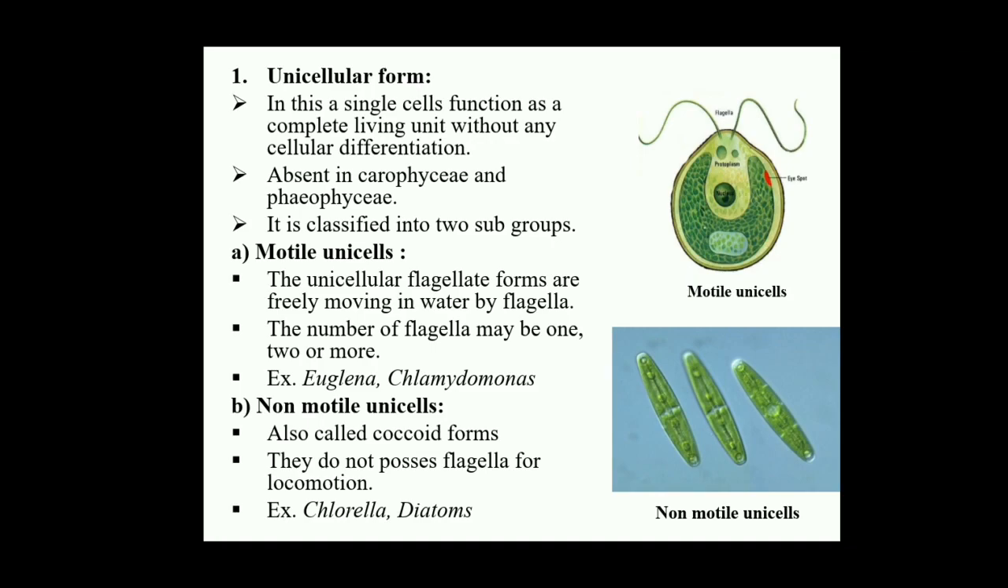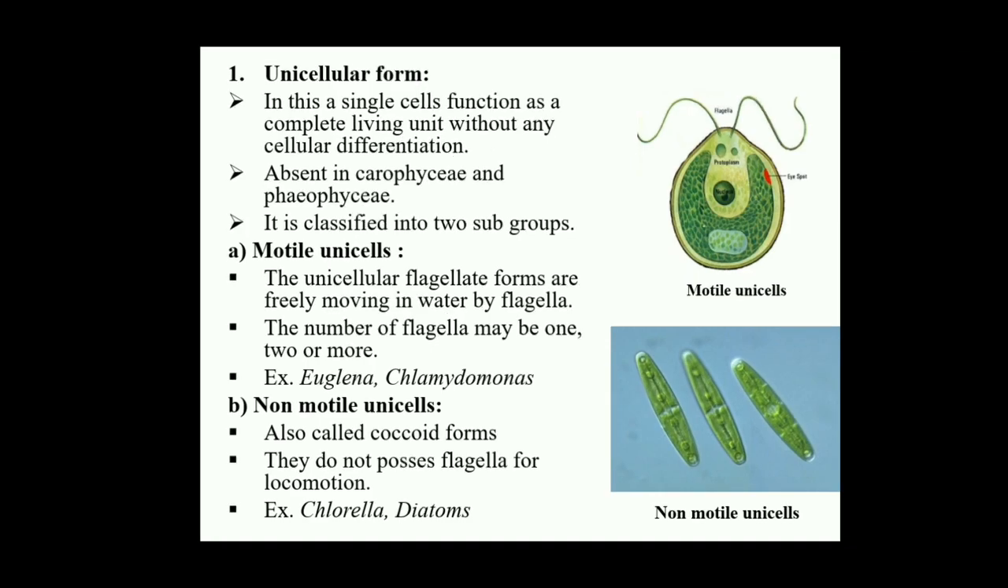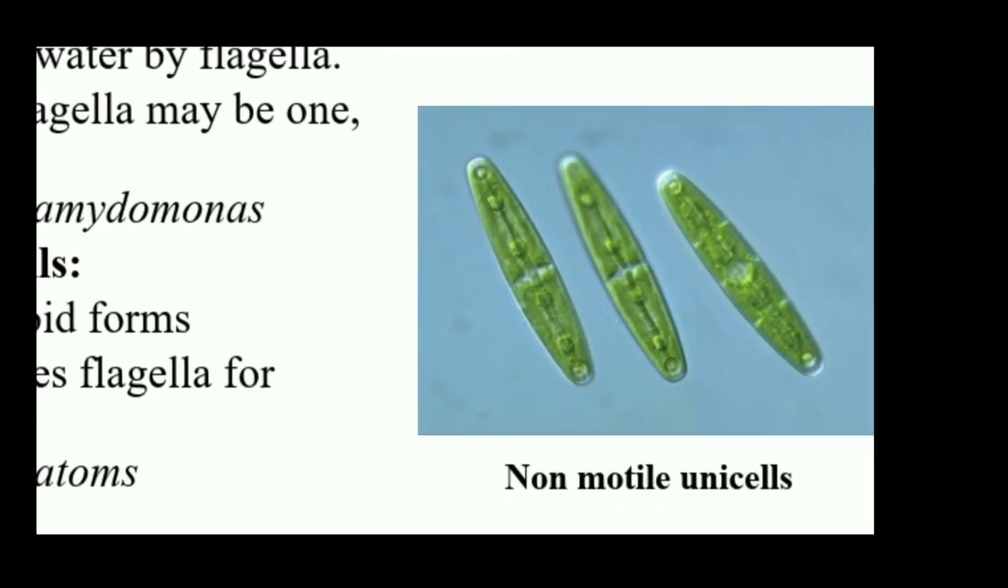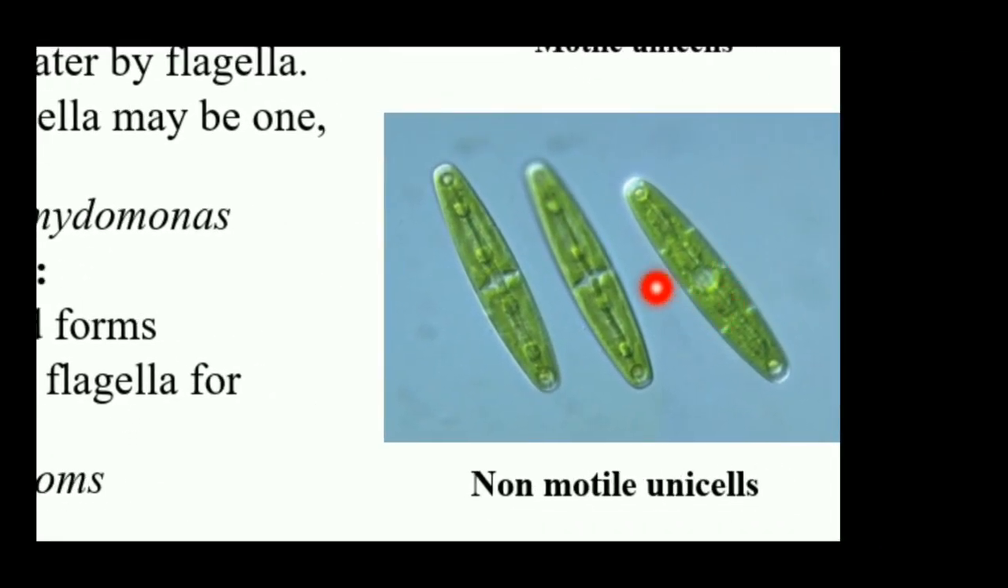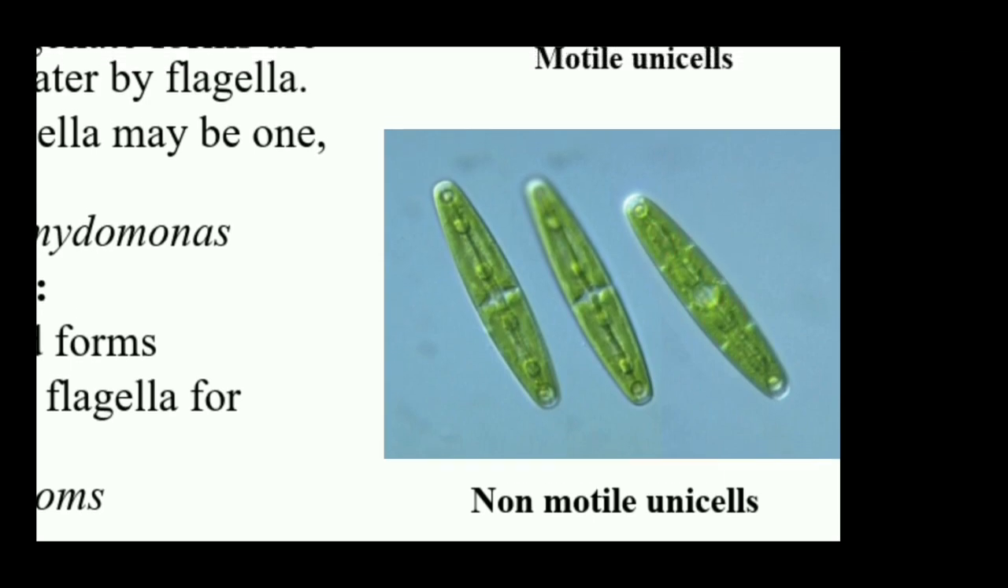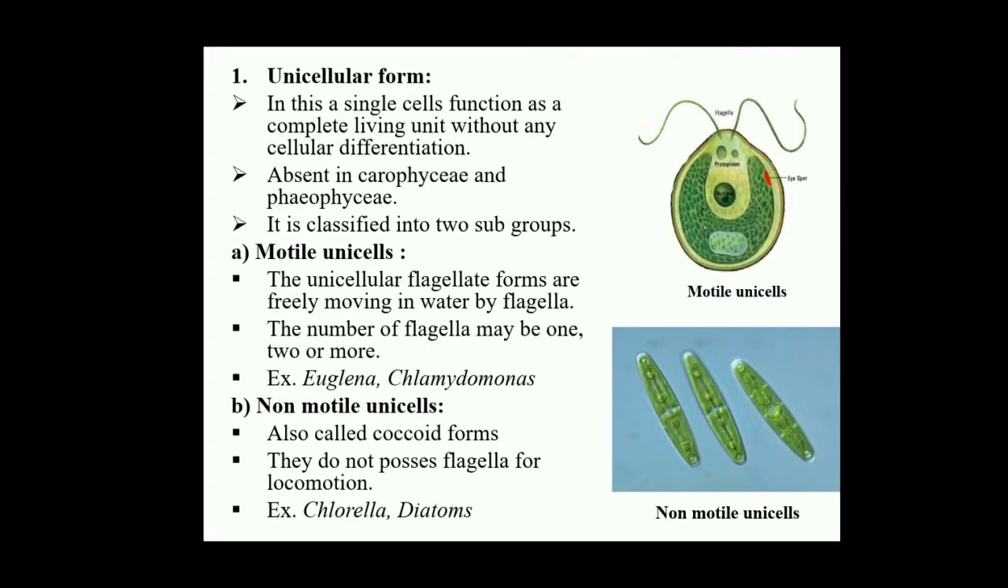Non-motile unicells. These types of cells are also called coccoid forms. They do not possess flagella or an eye spot. You can't see flagella or an eye spot in this. They may be attached to some substratum. Examples of non-motile unicells are Chlorella and diatoms.